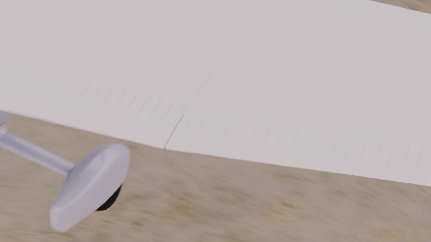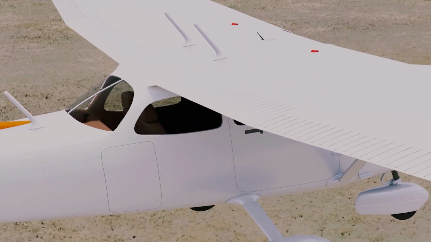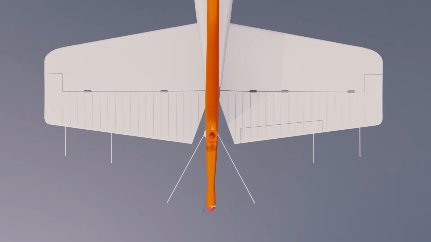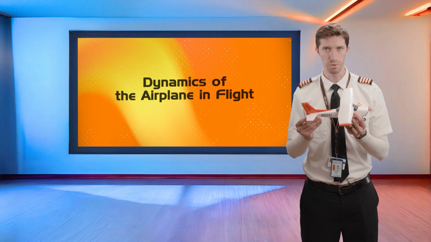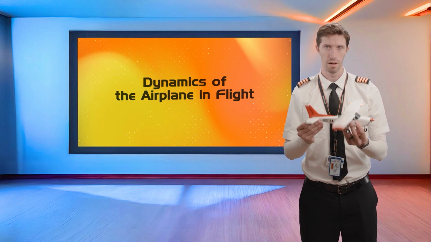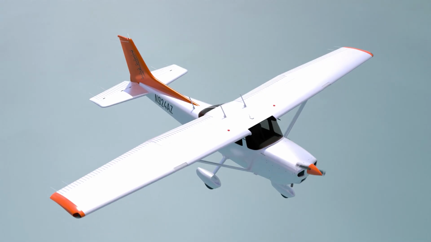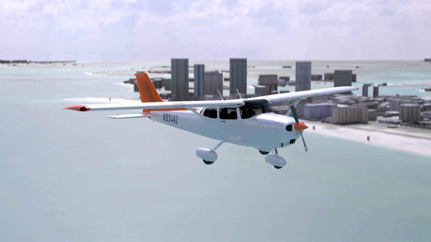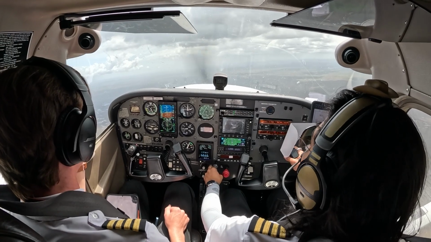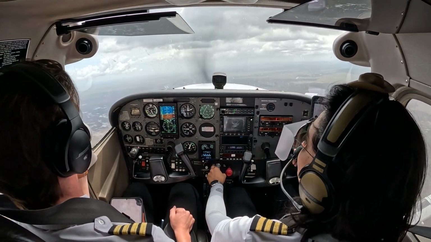Pilots control the airplane using the ailerons for roll, the elevator for pitch, and the rudder for yaw. These controls allow the airplane to rotate around its three axes. A maneuverable aircraft responds smoothly and predictably to these inputs, which is especially important for training environments.